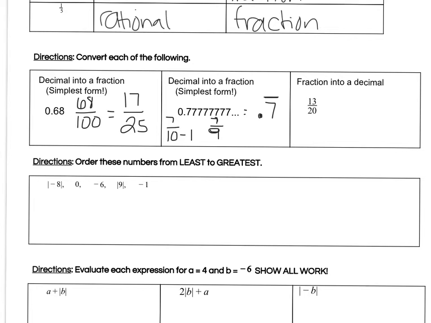Last, we're going to change a fraction into a decimal. Easy peasy, folks. What does the fraction bar tell you to do? It tells you to divide. I am going to take 13 divided by 20. Numerator goes in first, denominator goes in second, and what you should get is 65 hundredths.